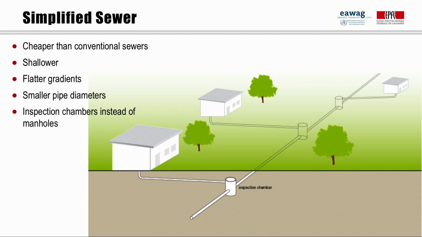Some of the main differences with conventional sewers are the minimum depth, which is about 30 centimeters instead of 80, the minimum gradient, which is about 0.5% instead of 1%, and the minimum diameter of the pipes, which is about 100 millimeters instead of 200 to 300. Another important difference is that expensive manholes are unnecessary. Instead, simple inspection chambers or cleanouts are sufficient. Inspection boxes are also built for each house connection.